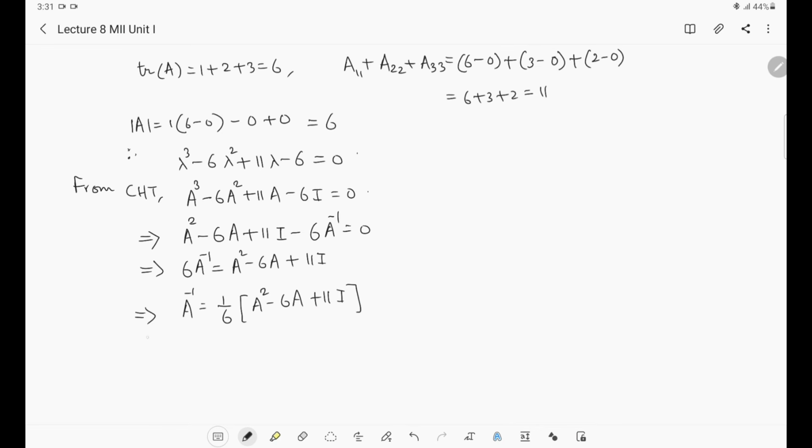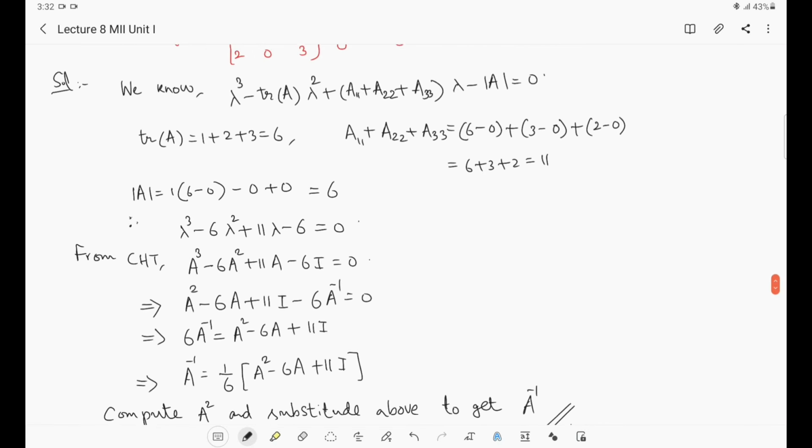So here what we have to do? Compute A square and substitute above to get A inverse, right? We got A inverse in terms of 1 by 6 into A square minus 6A plus 11I. We can compute A square by using a calculator very easily. Just put A square, then minus 6A is the given matrix times 6, 11I is 11 0 0, 0 11 0, 0 0 11. Substitute all those things here, then you will get A inverse, right?